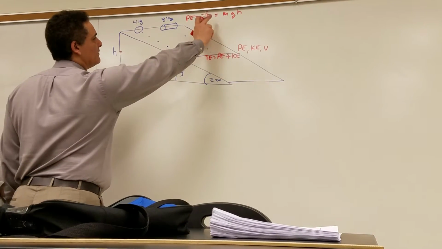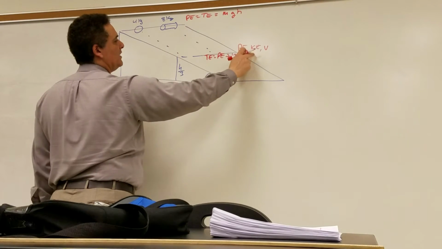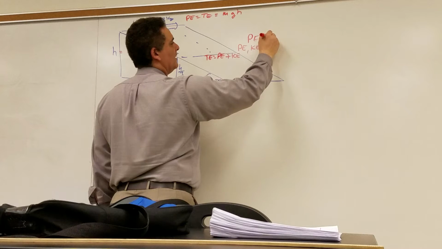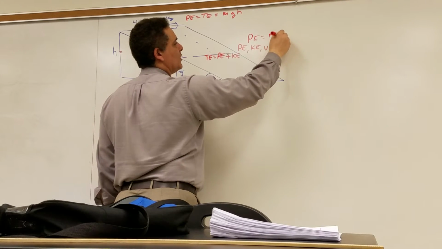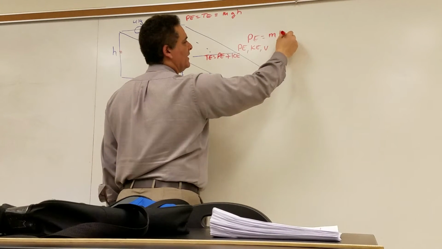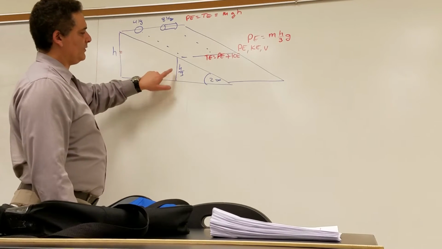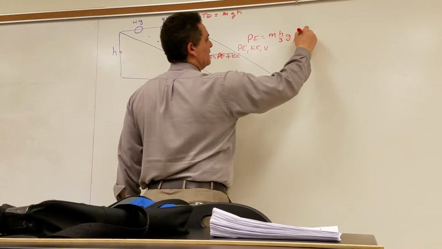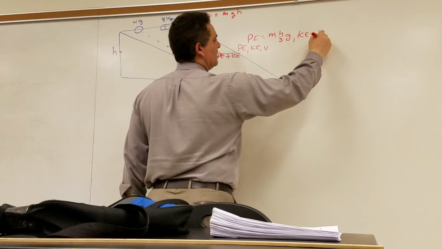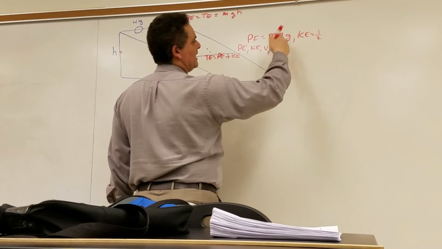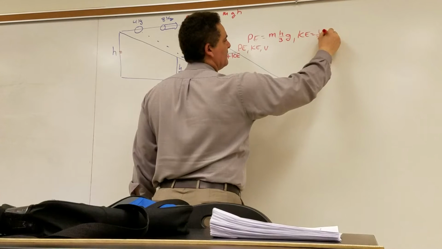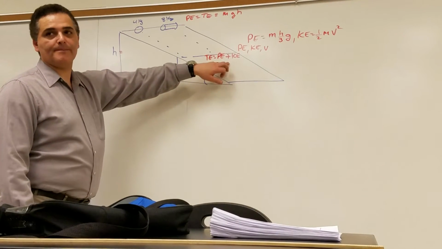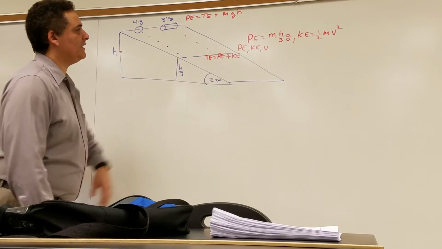First we find the potential energy here, which is m times h over 3 times g, because h over 3 is the height. Just keep it as h for now. And the kinetic energy here is 1/2 m v squared. We're saying that the two total energies have to be equal.